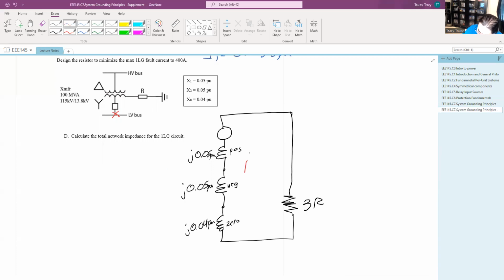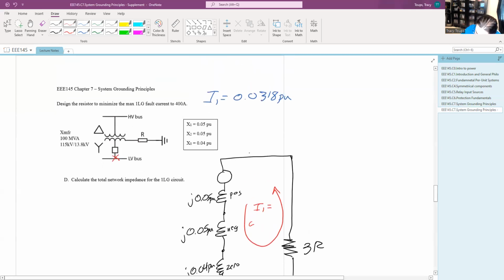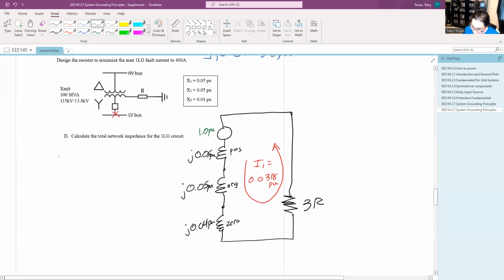Now, what else do we know? We know the current flowing through here is I1. And I know that is equal to 0.0318 per unit. Lastly, we assume that we got 1.0 per unit voltage because the system was running normal before the fault. You know, I'm looking at this, I see all numbers except for one variable, R. So it almost feels like I have a solution in front of my face. I just need to start crunching some numbers together and combining the circuit.